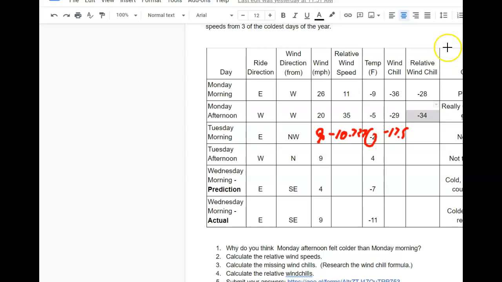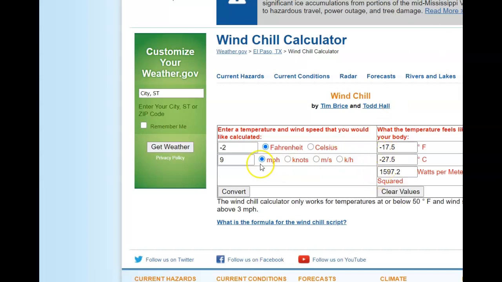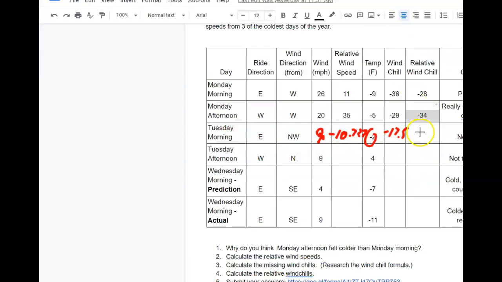And for my relative wind chill, I don't use the 9, I'm going to use the 10.72. The negative is just telling you the direction, and that gives a temperature of -19 for the regular wind chill. So as you can see, not too bad. It's much less than the -28 or -34, -19.